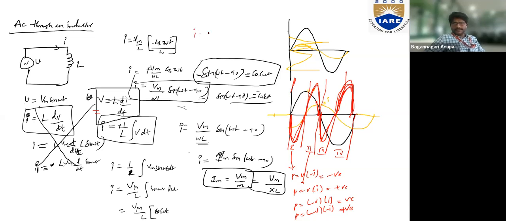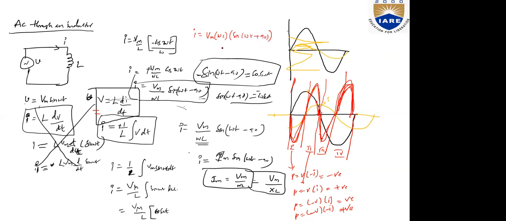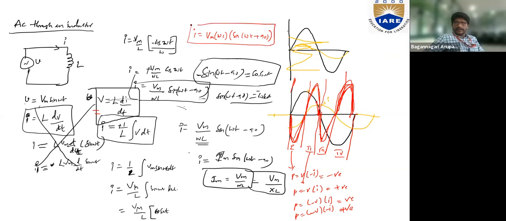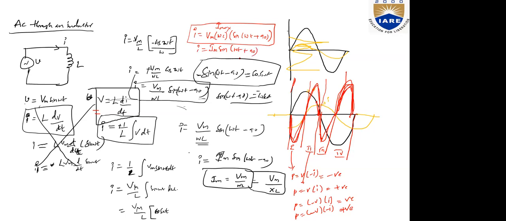I is equal to Vm into omega C into sine omega t plus 90. Current is leading the voltage, sir. Yeah, this is the equation you get, right? Where I can write this as I maximum. I is equal to I max sine omega t plus 90. Is that okay? Yes, sir.